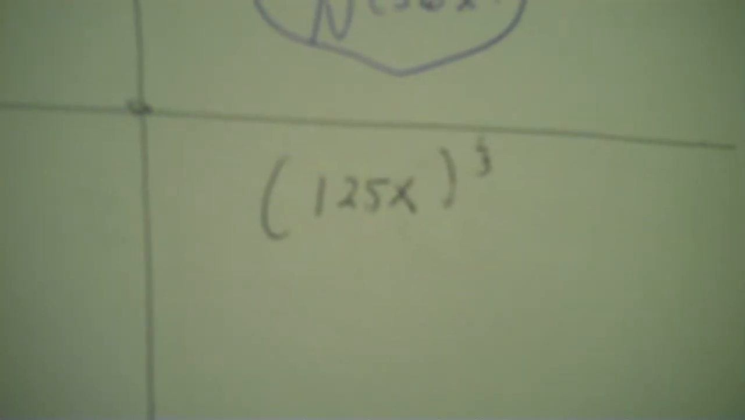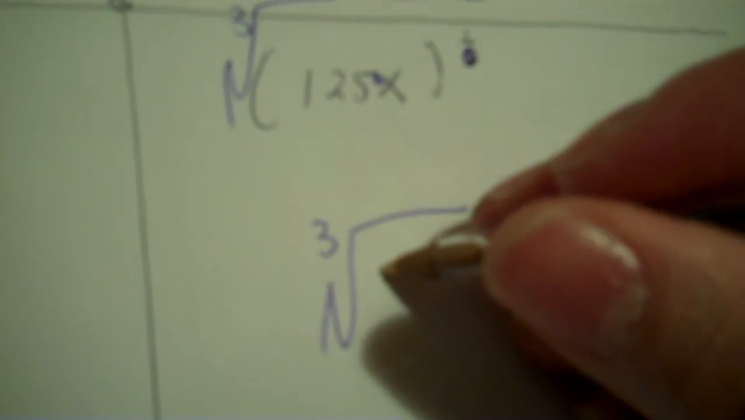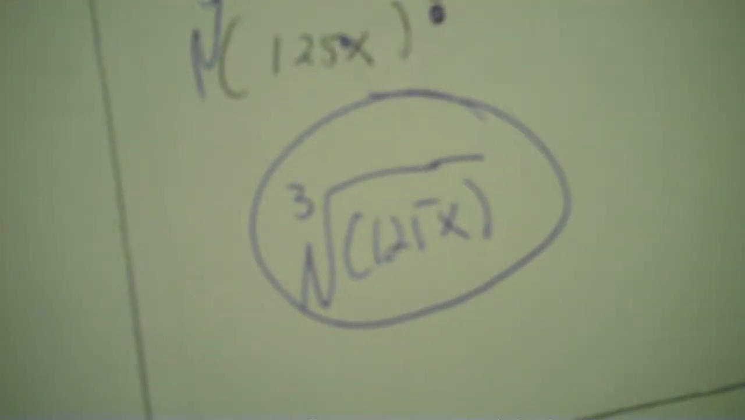Okay, next one, another parentheses. That means the rational exponent applies to an entire expression. You can put a times dot, but still, you need to put the radical over the entire expression. And then you take the 3 out and put it right there. So you have a cubed root of 125x, and if it's a first power, you don't have to put it.